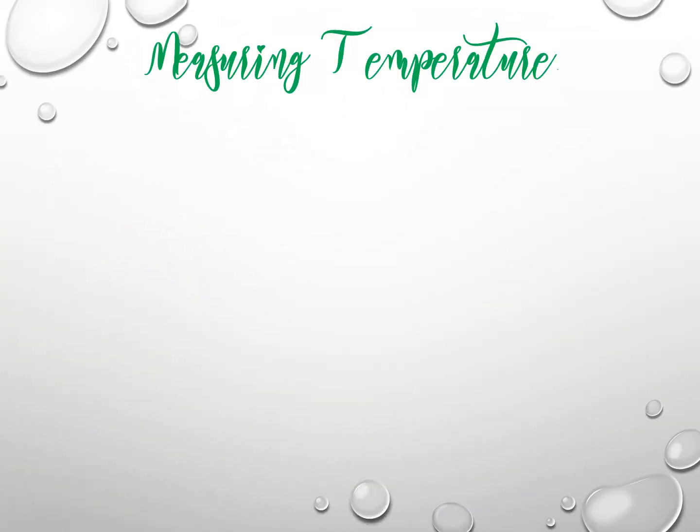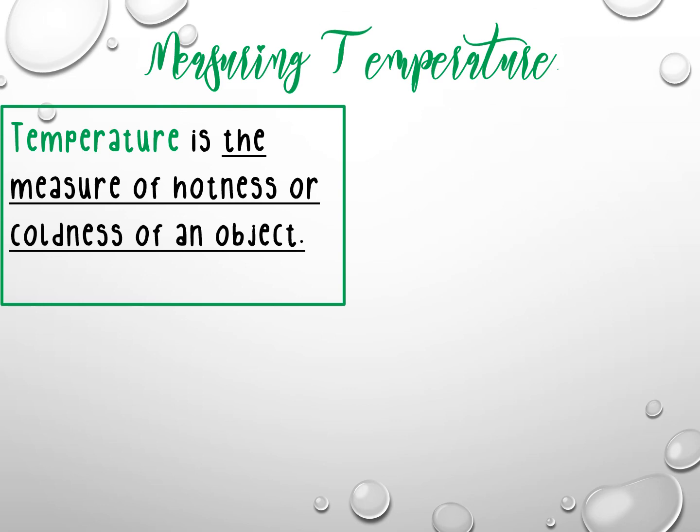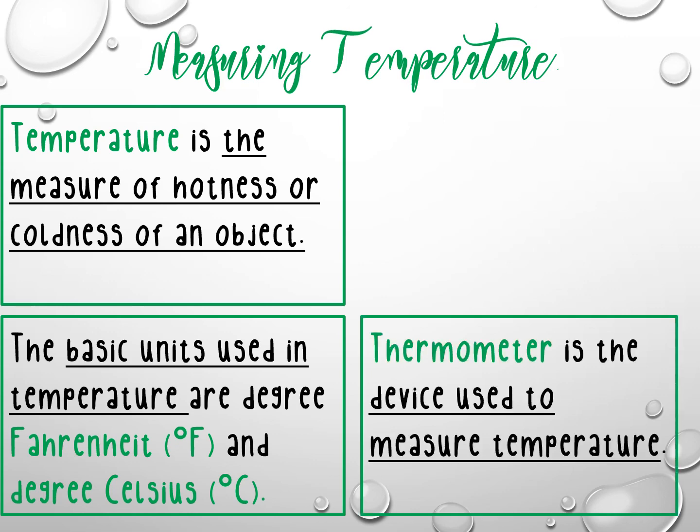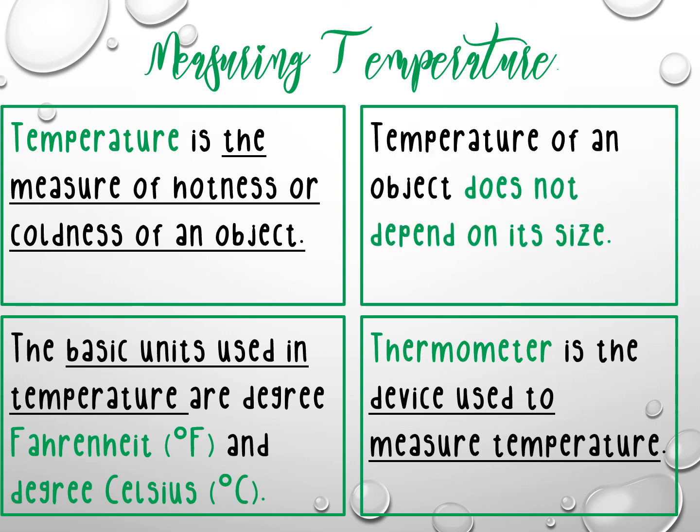Now, let's talk about measuring temperature. Temperature is the measure of hotness or coldness of an object. The basic units used in temperature are degree Fahrenheit and degree Celsius. Thermometer is the basic device used to measure temperature. And the temperature of an object does not depend on its size.